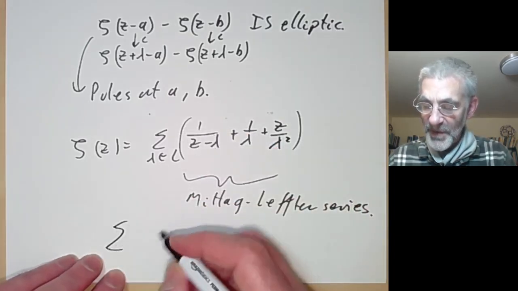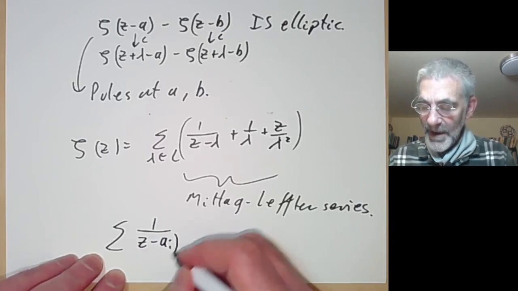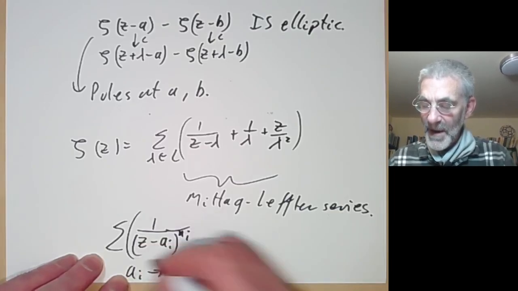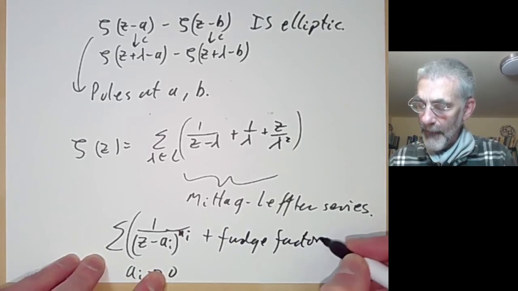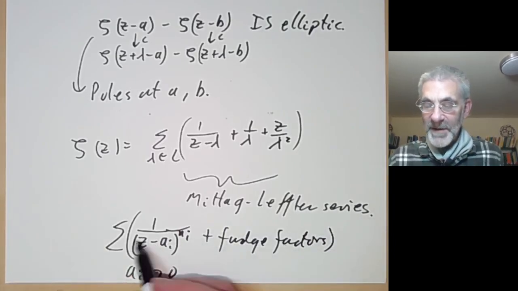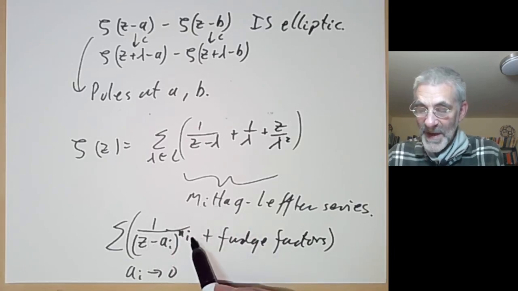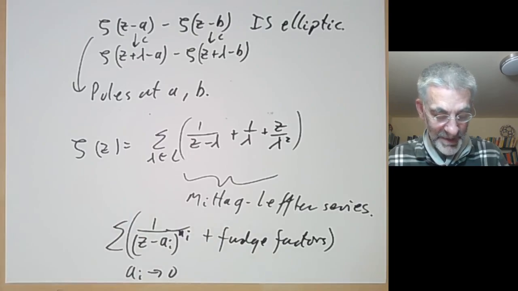We can have any sum of the form 1 over (z minus a_i) to the n_i, provided the a_i tend to infinity, and by adding fudge factors you can make this converge uniformly on compact subsets, and this is called a Mittag-Leffler series. So this is a simple case of it used to construct elliptic functions.